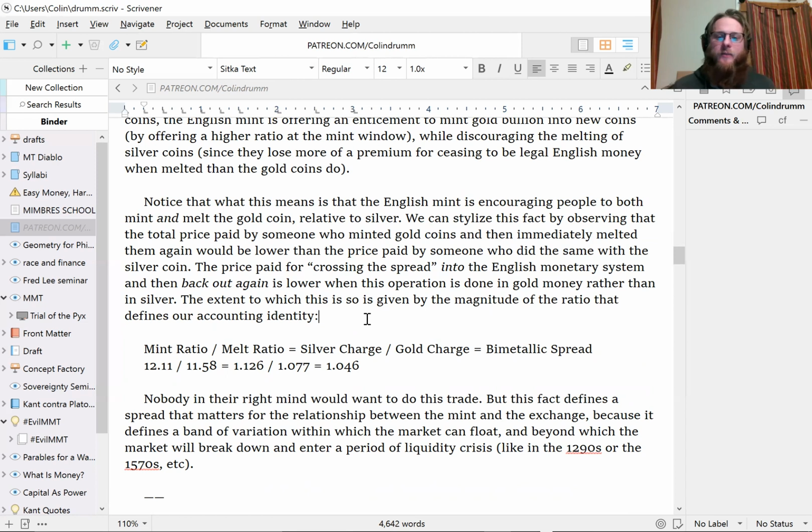So we can stylize this fact, and this is not a trade anybody would do, but this is the limit case, and everything interesting takes place before the limit case. But if you took gold to the mint and then minted it into coins and then immediately melted down those coins, how much would you pay for the privilege of doing this trade? Well, that's the size of the spread, and this spread is the total size of the boundaries within which, as we'll see, the market kind of moves.